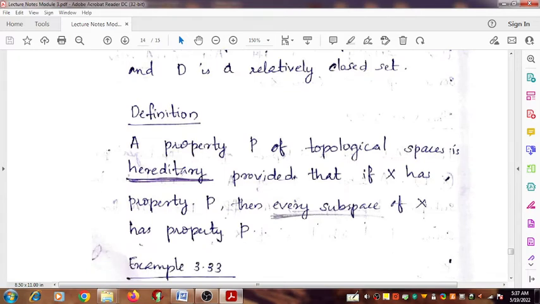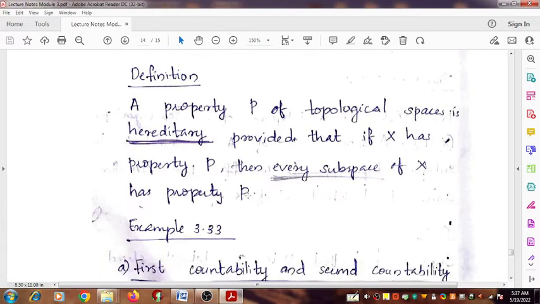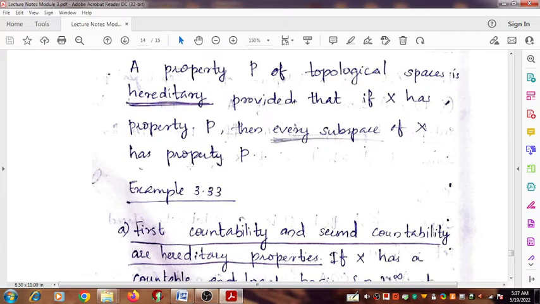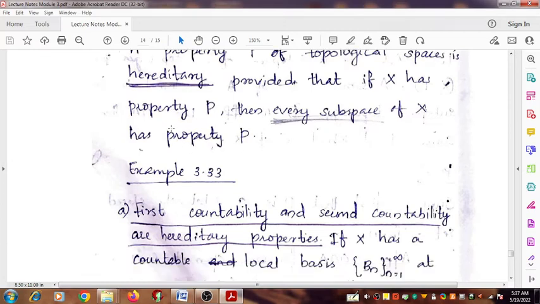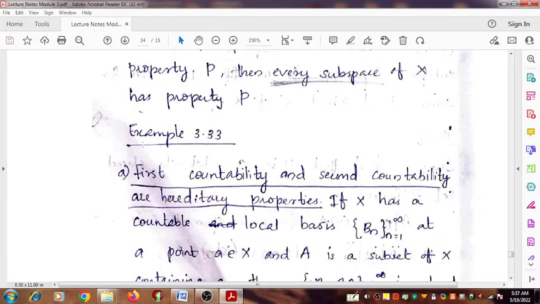But how can we define it using mathematical terms? A property P of a topological space is called hereditary provided that if X has the property P, then every subspace of X has the same property P. Now we discuss some examples of hereditary properties.